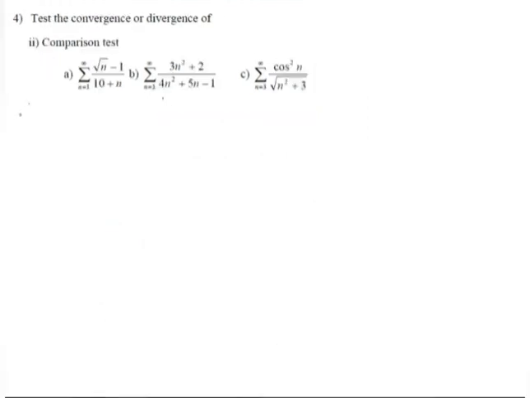Moving to this one, we use the comparison test. So let's see the first series. In this series our a n is root n minus 1 over 10 plus n. This is the nth term for the given series. Here we use the limit comparison test. So let bn be 1 over root n.